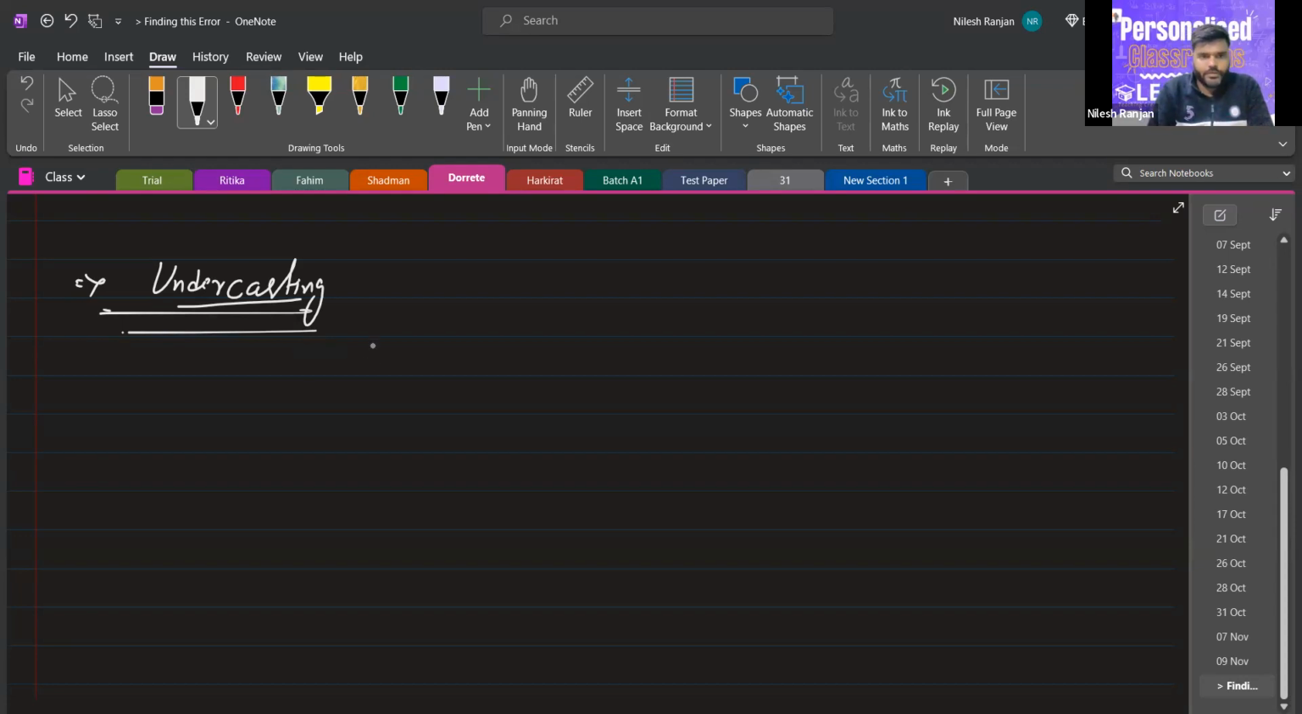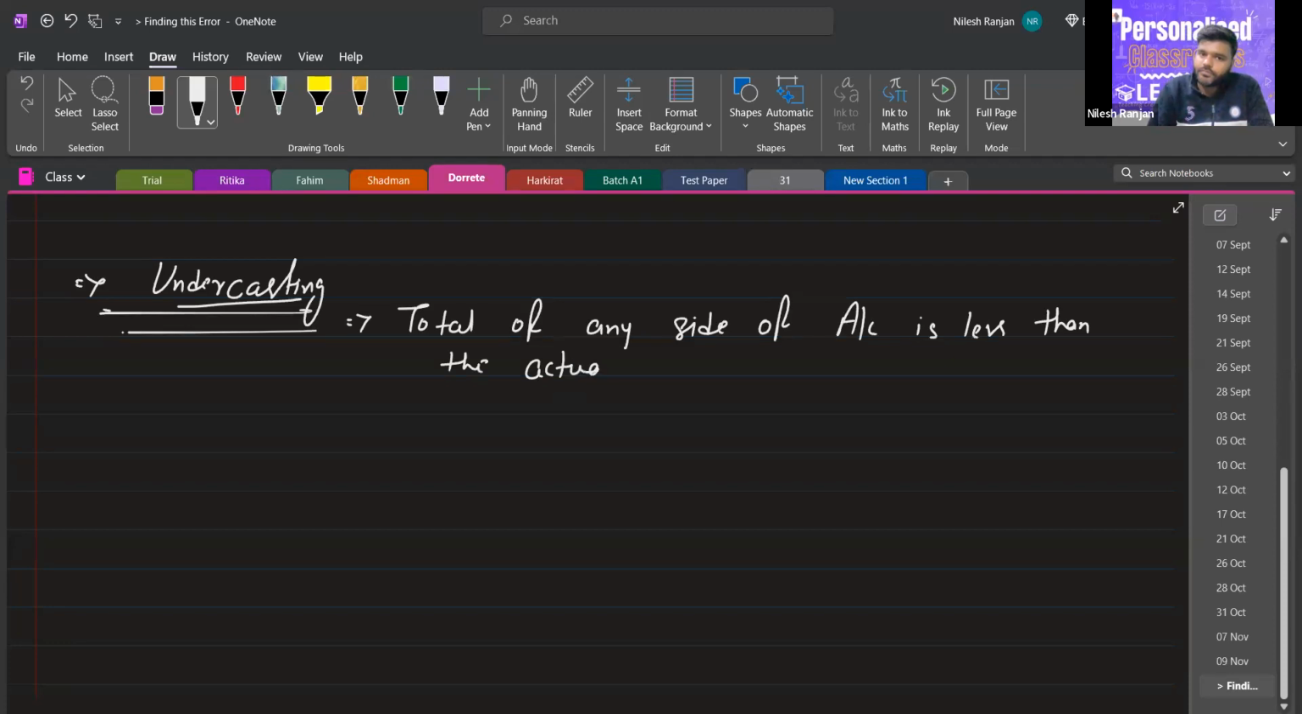Okay, so the total of any side of an account is less than the actual amount, then it is called undercasting. Now, in overcasting, you have to write it on the opposite side of the error. But in undercasting, you have to write it on the same side.